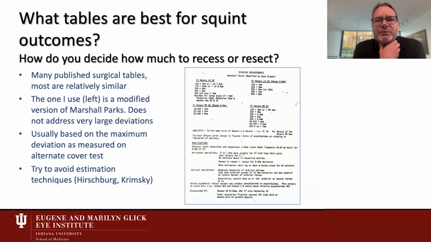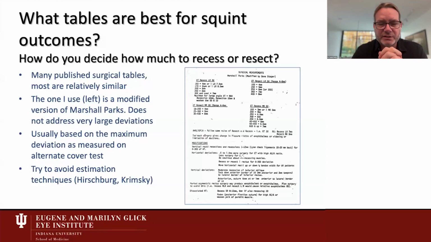Question about what tables are best for squint outcomes. Well, I don't know that any one table has been proven to be superior. There are many versions out there from very well-respected people. Most of them are quite similar. I think where I tend to see that there's a difference in the different tables is when you get into the larger deviations, which are less predictable. Some of the tables don't cover those quite as well.